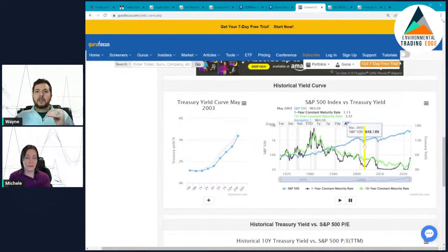And now finally, you can see back here in black, this is the 1-year constant maturity rate. This is going to be what tracks closest to the Federal Reserve target. It finally bottoms out, right? Then finally you get some money that goes into stocks, and then you get your final stage, and that goes into the bull market.